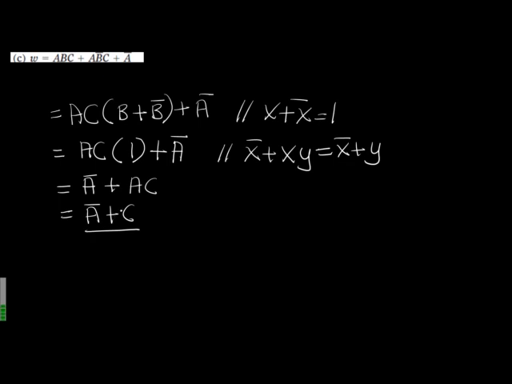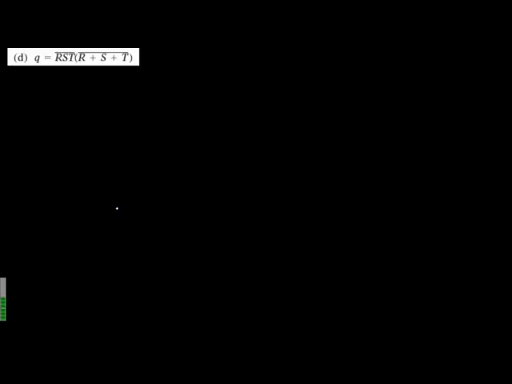Okay, so the next question, D. D may look complicated. It came out in one of the final exams, but it's not complicated. Here we're going to apply De Morgan's theorem. You have two aspects here. For the first one, I'm also going to put it as a bracket. The first part is RST and it's complemented.